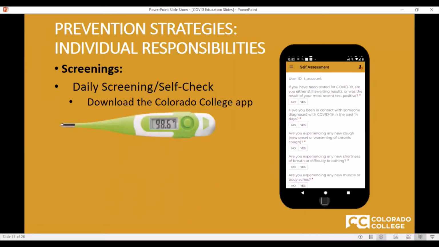Once you've installed the app on your phone, you can access the screener by clicking the COVID check button. You'll then be asked some questions about your temperature and symptoms. Our standard for a fever is if your temperature is 100.4 degrees Fahrenheit or 38 degrees Celsius or higher, or if your temperature is more than 1.8 degrees Fahrenheit above your normal baseline temperature.